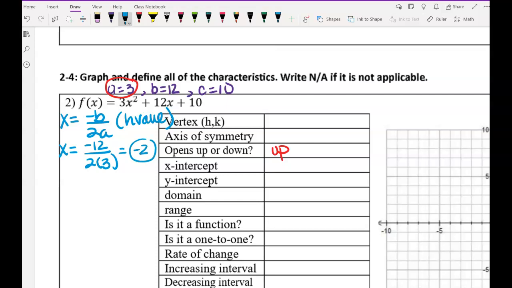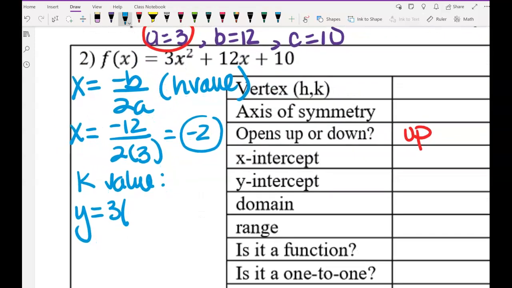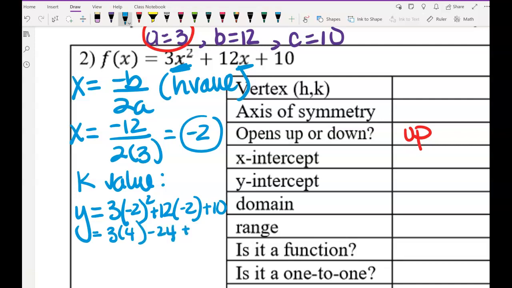That's going to be a negative 2. To get the k value, we plug negative 2 back into the original. So that's going to be y equals 3 times, every time we see an x, we plug in negative 2, and a square. One x location, two x locations, okay? Plus 12 times negative 2 and drop down your positive 10. So that's going to say plus 10. So this is going to say 3 times 4 minus 24 plus 10.